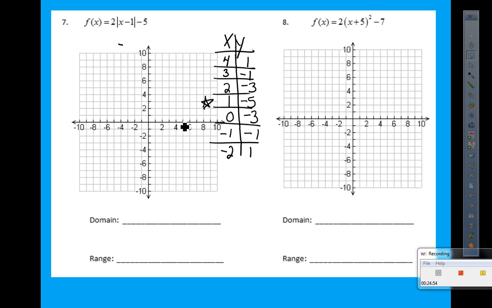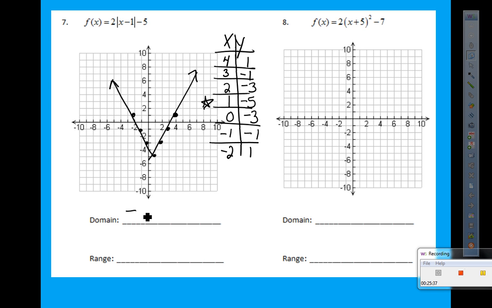To plot it, over 4 and up 1, 3, negative 1, 2, negative 3, 1, negative 5, 0, negative 3, negative 1, negative 1, and negative 2, 1. Hey, if you've done it right, I should see dots on the same lines. And I do. So I know we're getting pretty good. It's absolute value, so I should see a V again. Put my arrows at the ends.